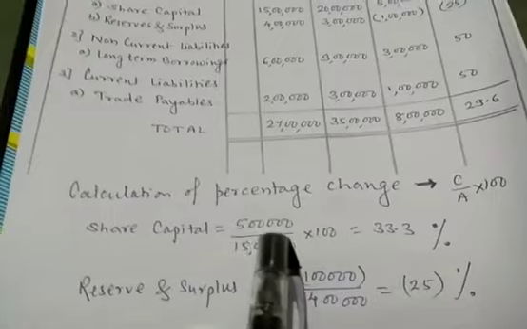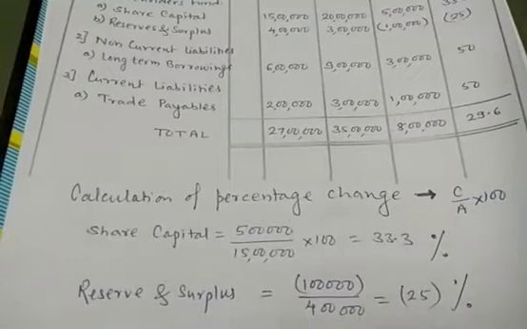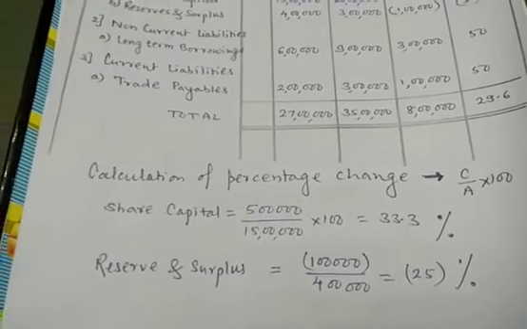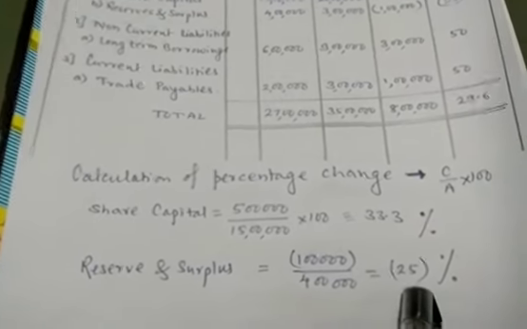With respect to share capital, the change is 5 lakhs. Original figure previous year is 15 lakhs. 5 lakhs upon 15 lakhs gives you 33%. Reserves, 1 lakh change negative. With respect to previous year 4 lakhs, the percentage change is also 25%, that too negative.